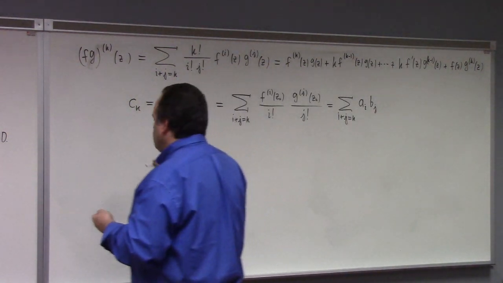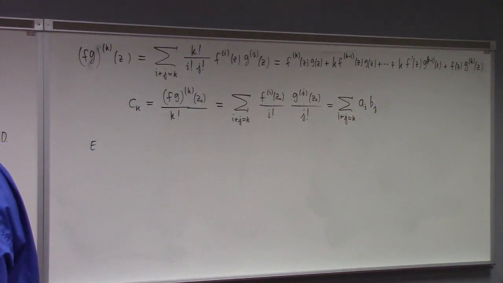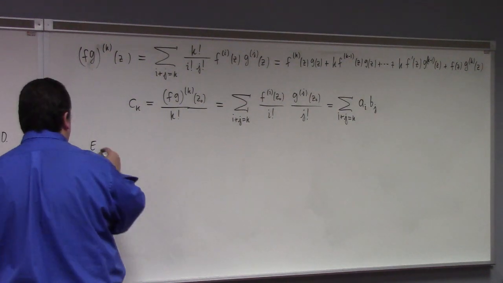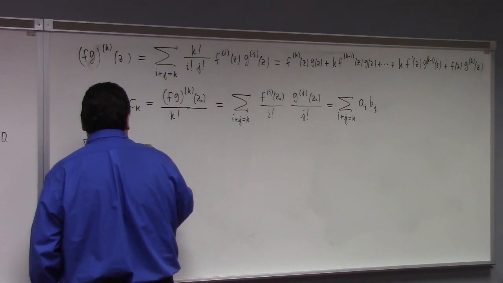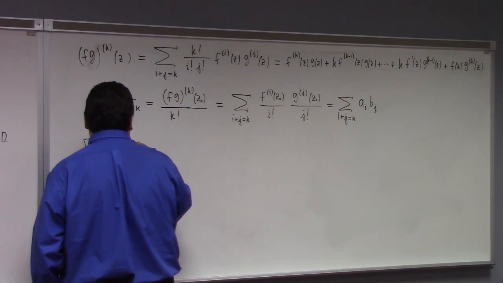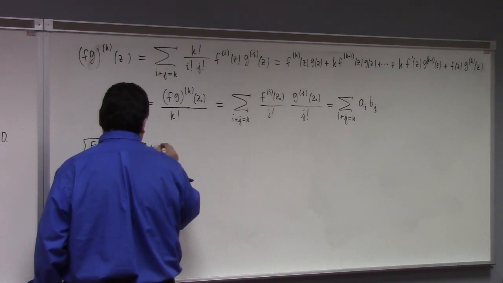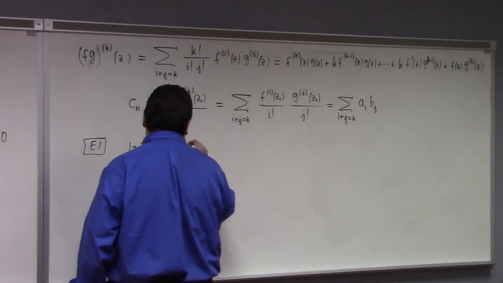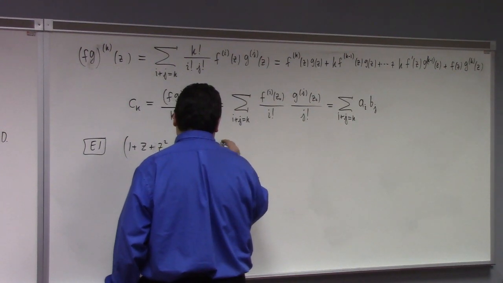For example, did I do it? I guess it's my first example, isn't it? Well, that was kind of an example. Fine, I'll call it example 1. If you guys want to multiply, for instance, suppose you want to multiply 1 plus z plus z squared plus z cubed plus dot dot dot, right? Times 1 minus z, what do you get?